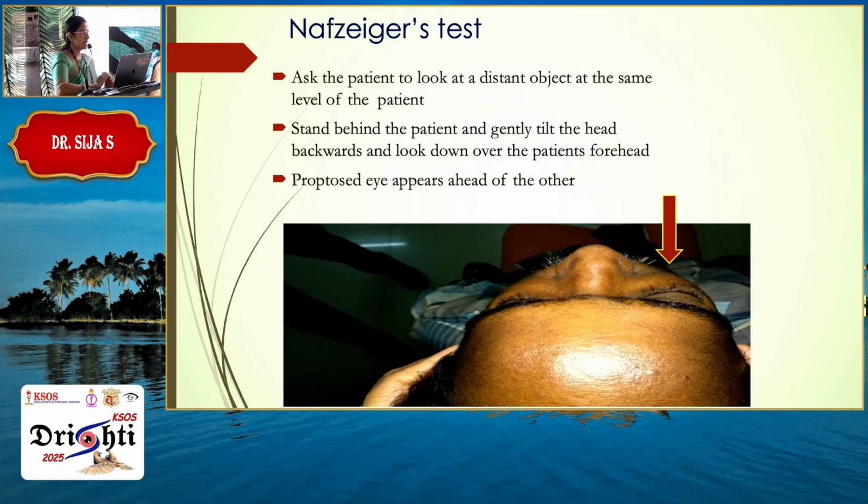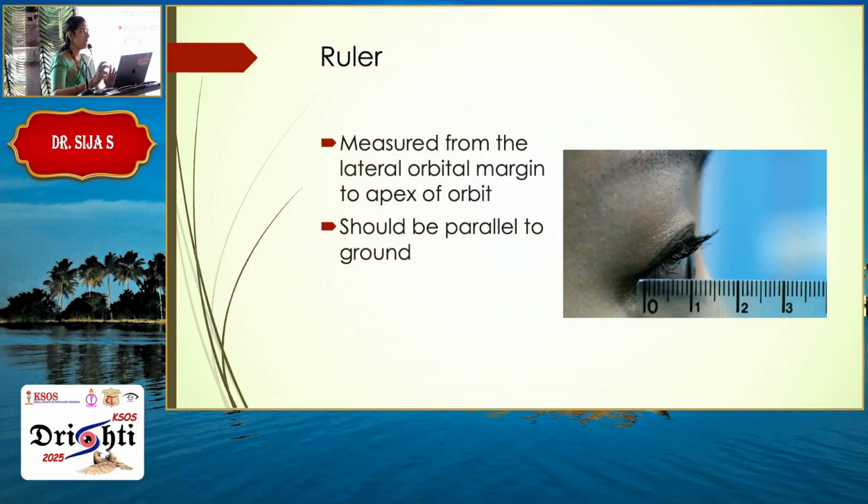Then we can stand behind the patient, ask the patient to look straight ahead, tilt the head backwards and look tangentially over the forehead. Here also the proptosed eye can be easily made out. If we don't have any other special equipment with us, even with the ruler we can start measuring. The ruler is kept at the lateral orbital margin, and the distance from that to the apex of the cornea should be taken, but make sure that it is parallel.